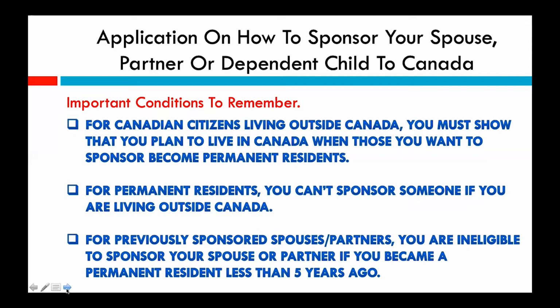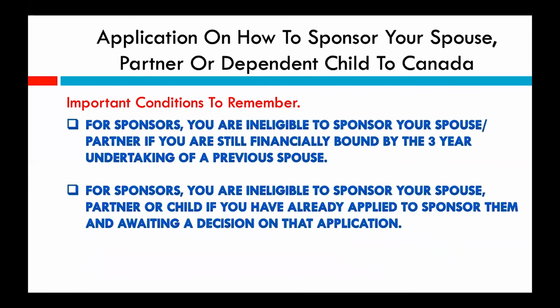For Canadian citizens living outside Canada, you must show that you plan to live in Canada when those you want to sponsor become permanent residents. For permanent residents, you can't sponsor someone if you are living outside Canada. And for previously sponsored spouses or partners, you are ineligible to sponsor your spouse or partner if you became a permanent resident less than 5 years ago.